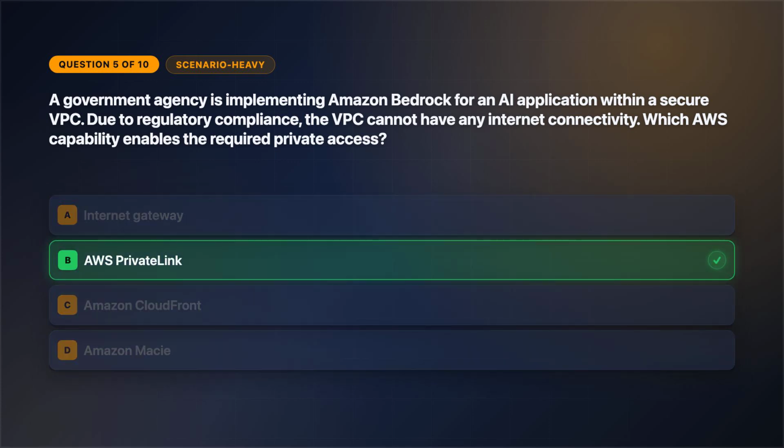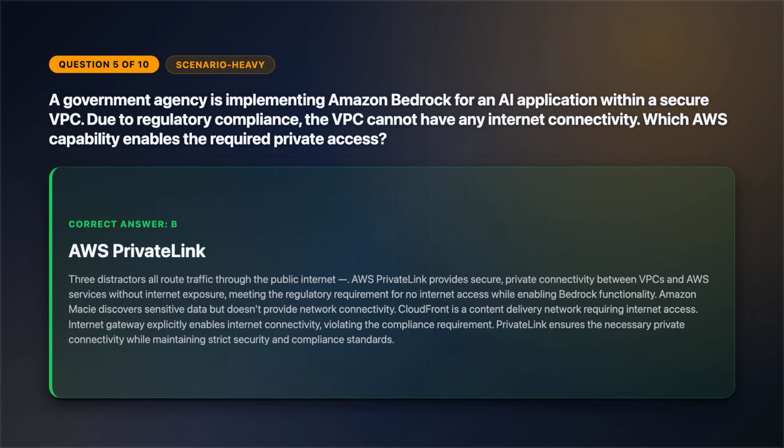The correct answer is option B. The 3 distractors all route traffic through the public internet. AWS PrivateLink provides secure, private connectivity between VPCs and AWS services without internet exposure, meeting the regulatory requirement for no internet access while enabling Bedrock functionality.